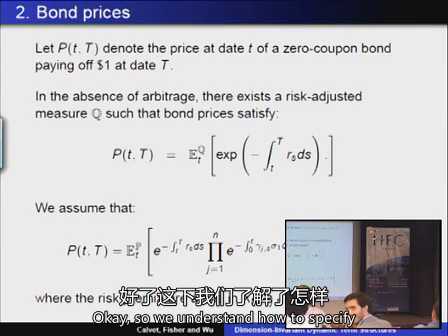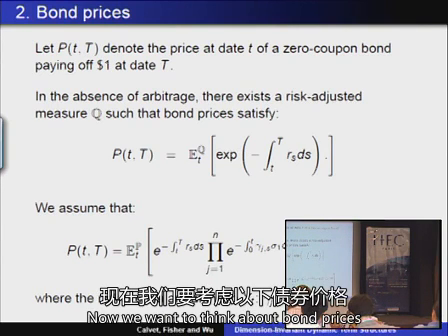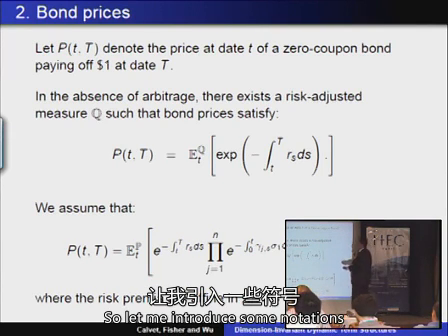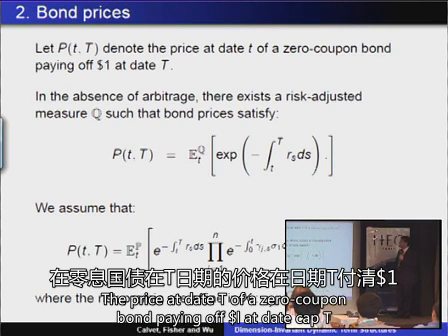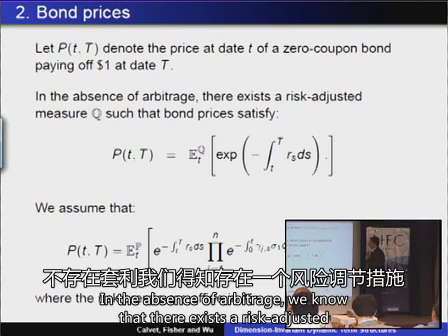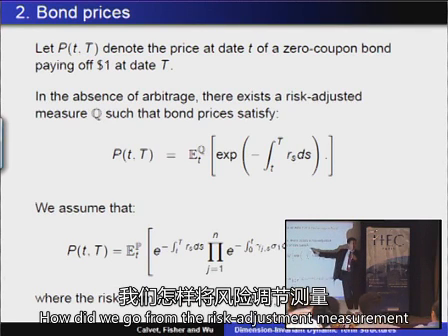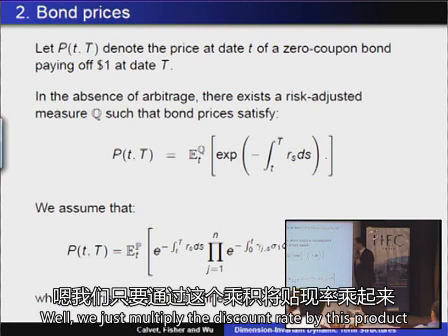Okay, so we understand how to specify the short rate under the physical measure. Now we want to think about bond prices, so we're going to have to change measures. Let me introduce some notation. We denote by P of T and cap T the price at date T of a zero coupon bond paying off $1 at date cap T. Standard notation. In the absence of arbitrage, we know that there exists a risk-adjusted measure such that bond prices can be written this way. How do we go from the risk-adjusted measure to the physical measure? Well, we just multiply the discount rate by this product.